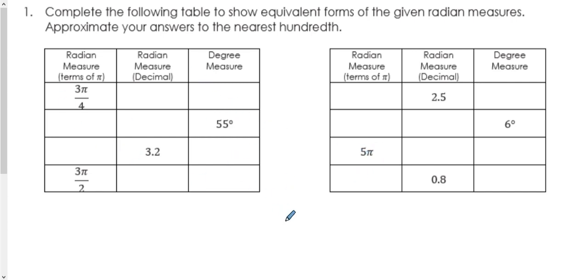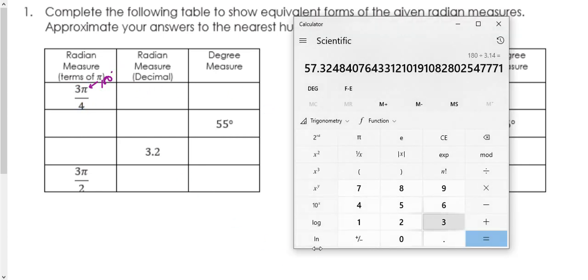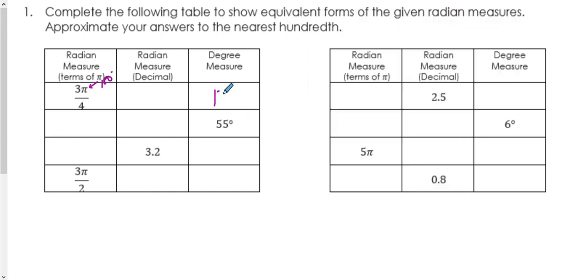All right, some of these are very simple. For instance, we learned in last week's lesson, or this week's lesson, that converting from radians to degrees is very simple. All we're going to do is take this right here and change that to 180 degrees. So this is going to be 3 times 180 divided by 4. So 3 times 180 gives us 540, divided by 4 gives us 135 degrees.